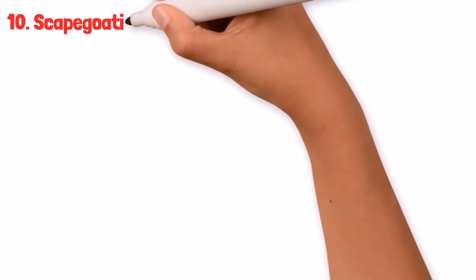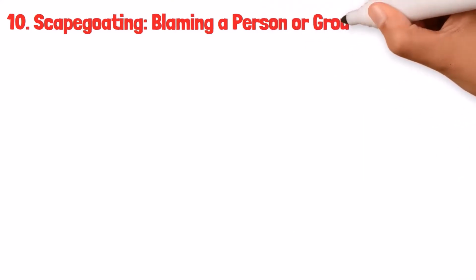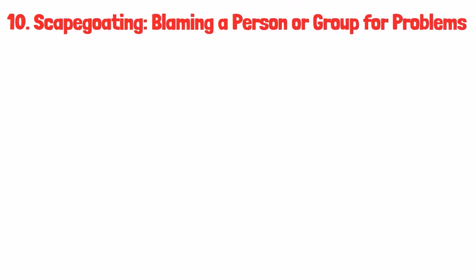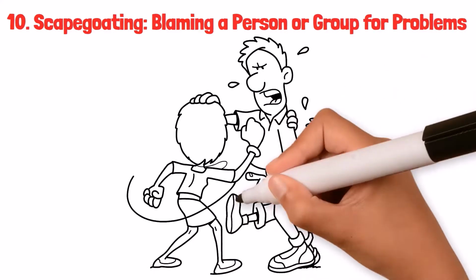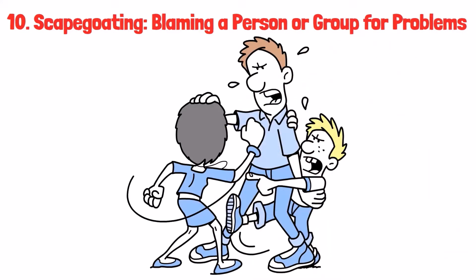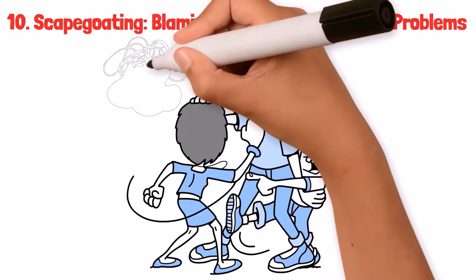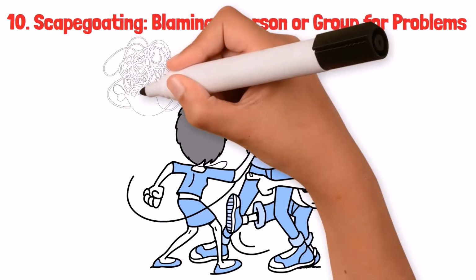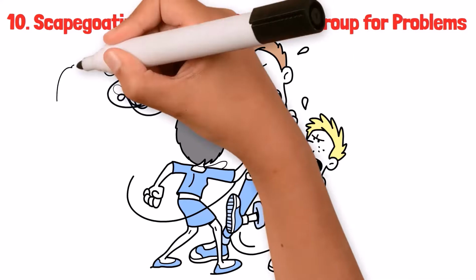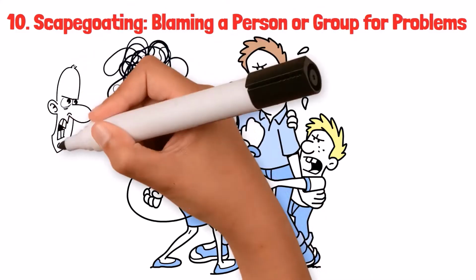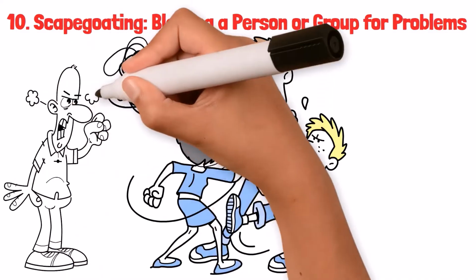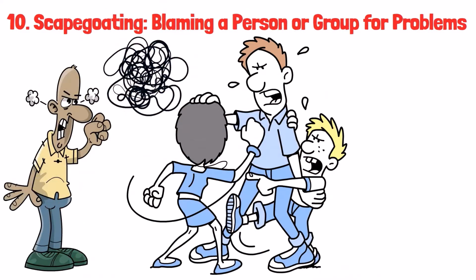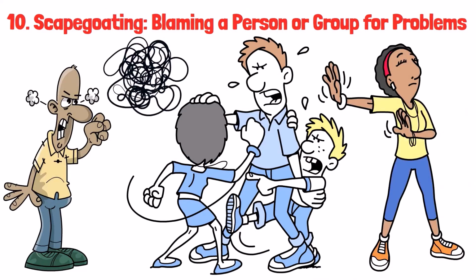10. Scapegoating. Blaming a person or group for problems. Scapegoating involves blaming a person, group, or organization for problems, regardless of their actual involvement. This technique diverts attention from the real issues and provides a simple explanation for complex problems. For instance, a political leader might blame immigrants for economic issues, creating a convenient target for public anger and frustration, even if the connection is not supported by evidence.